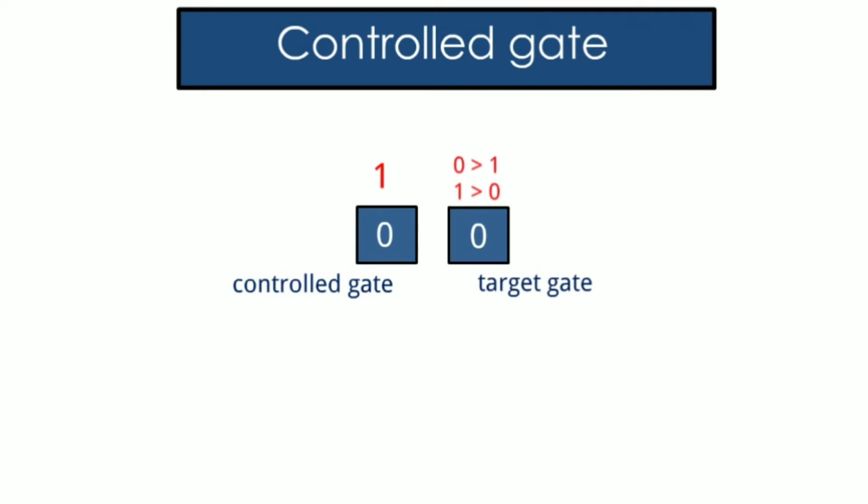We will be learning about control gate in this video, and as we already know, there is a control gate and a target gate, and a target gate will flip only when the control gate is 1.